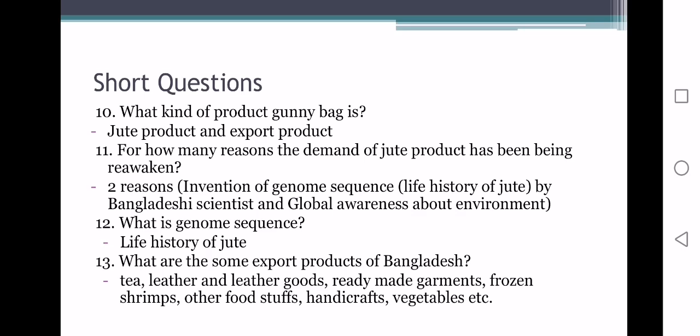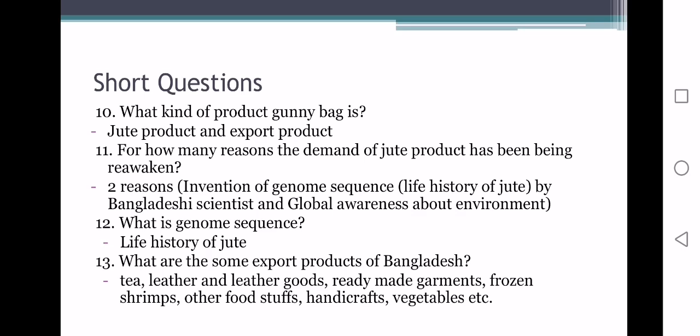For how many reasons has the demand of jute product been reawakened? The answer will be 2 reasons. For answering this question, if you just write 2 reasons, that would be enough. But you have to also memorize what the 2 reasons are. And they are invention of genome sequence, genome sequence means life story of jute, by Bangladeshi scientists, and global awareness about environment.